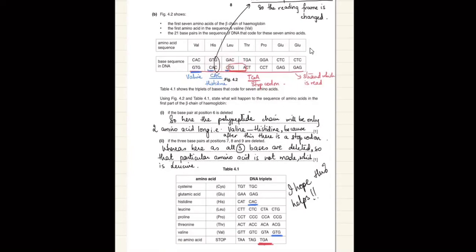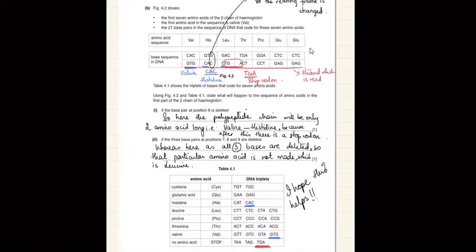TGA. Okay, let's find TGA. TGA is your stop codon. So since TGA is a stop codon, your amino acid synthesis will stop, right? So this means that this mutation, which has been given as an example over here, is a deletion mutation in which one base pair at position number 6 is deleted. So much so that the reading frame is changed.